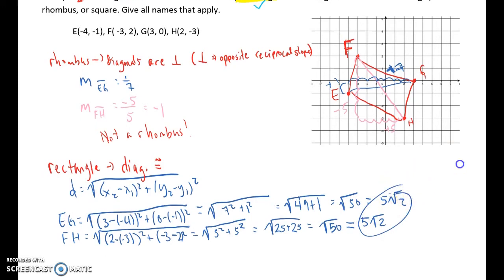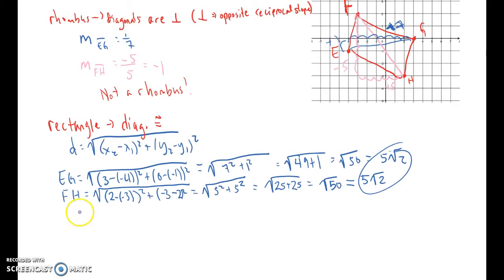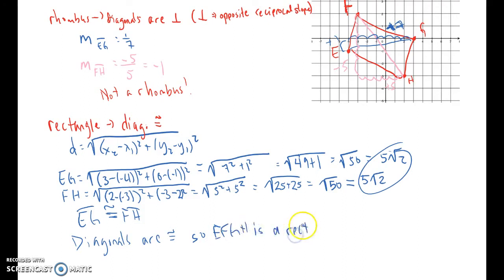So since we can say that EG is congruent to FH, that means the diagonals are congruent. So EFGH is a rectangle. Since we already know it's not a rhombus, it can't be a square because it has to be a rhombus and a rectangle to be a square. And that is it. Please come back to class with questions.